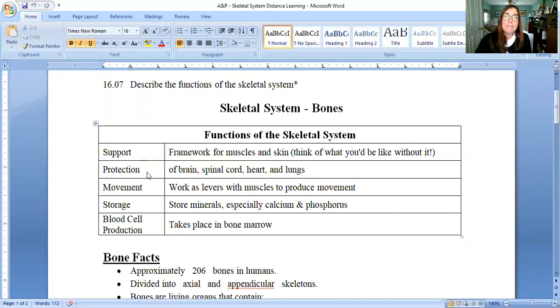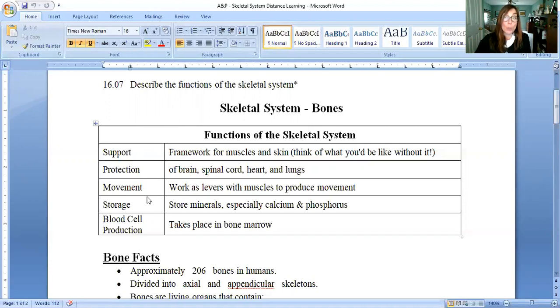Your skeletal system also provides protection for you. So protection for your brain, your spinal cord, your vital organs. Think skull, backbone, and rib cage, and of course also your pelvis. So your reproductive organs are protected by bone that wraps around and protects those structures. Of course, the bones work together with the muscle to provide for movement.